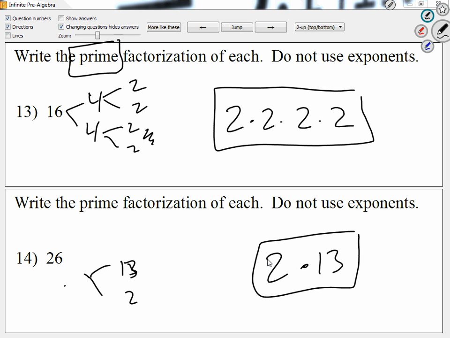Alright, so once again, we try to keep them in order. So 2 first and then the 13. 2 times 13. Take a look at number 15.